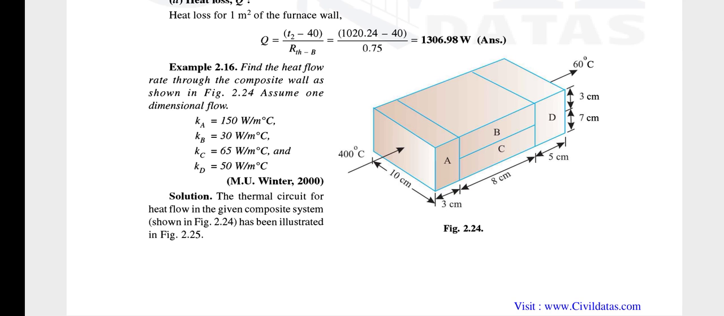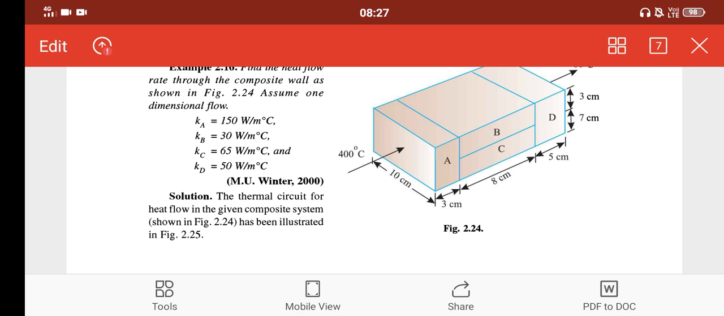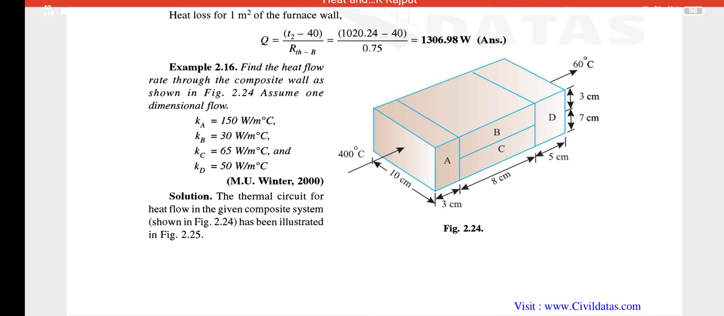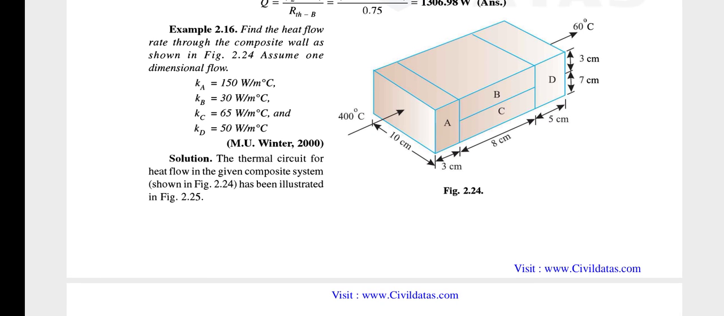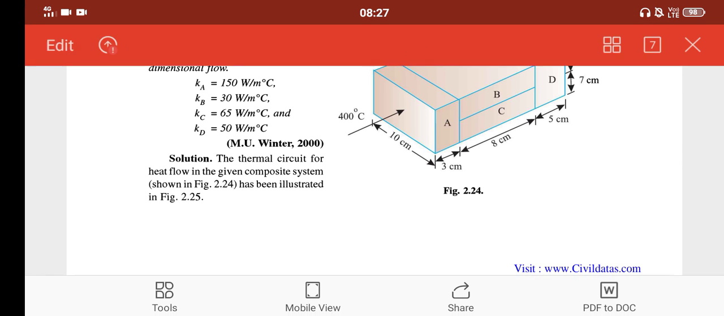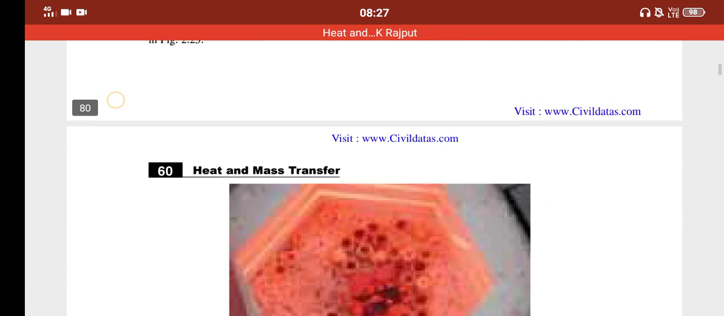So what is given here? Find the heat flow rate through the composite wall as shown. Assume one-dimensional flow. Thermal conductivities are given and the 3D model for the slab is given. First of all we have to convert this into a 2D model. This is the length, this is breadth and this is depth. And these are the temperatures, inlet temperature and outlet temperature.